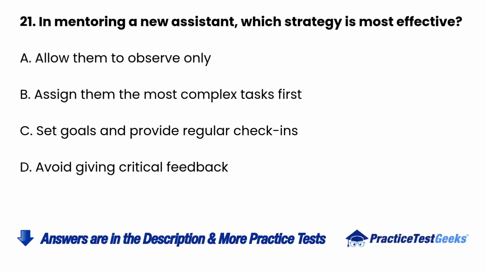21. In mentoring a new assistant, which strategy is most effective? A. Allow them to observe only. B. Assign them the most complex tasks first. C. Set goals and provide regular check-ins. D. Avoid giving critical feedback.